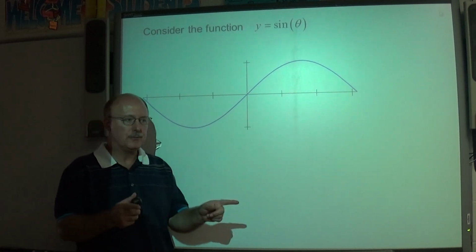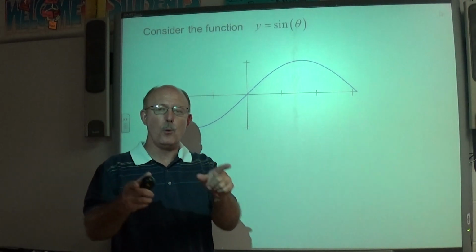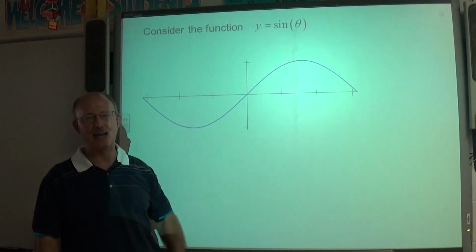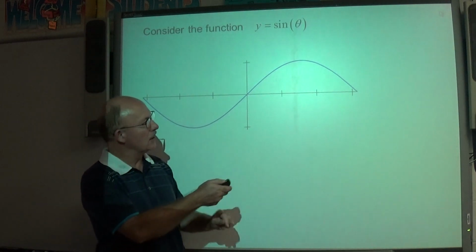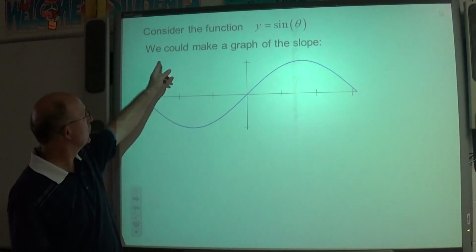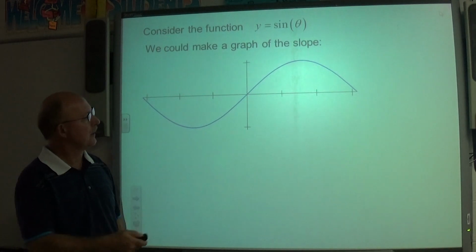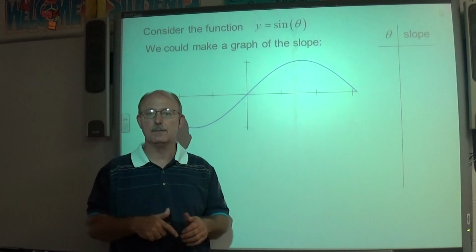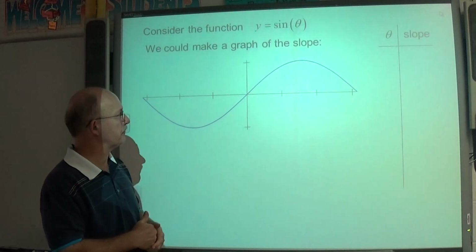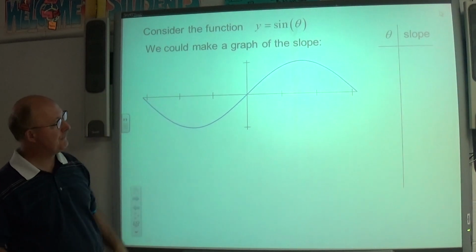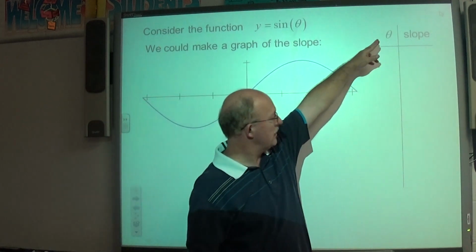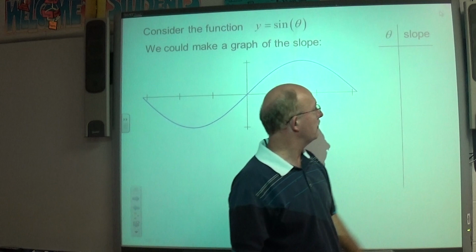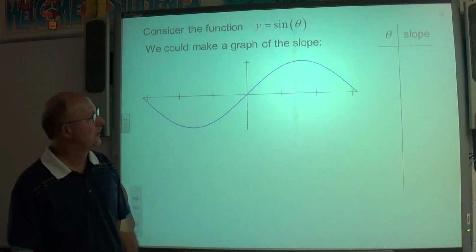Now, what I want to do is this. I want to graph several points on what will eventually be the derivative of the sine function. So I'm going to start a little chart over here on the side. We're going to make a graph of the slope. We'll find several points on what would be the derivative of the sine function, so over here to the side, I'm going to start a little chart with theta versus the slope.